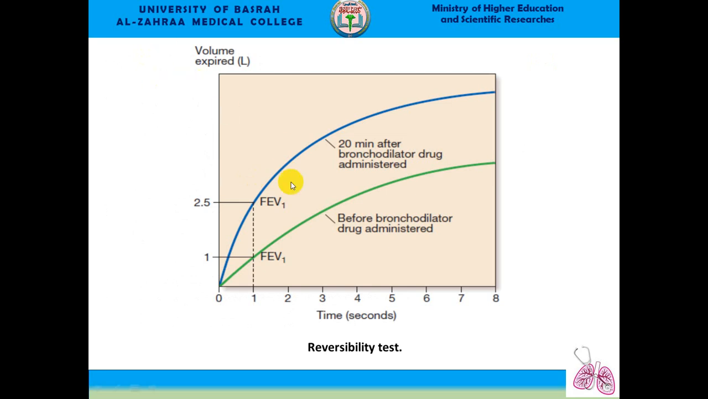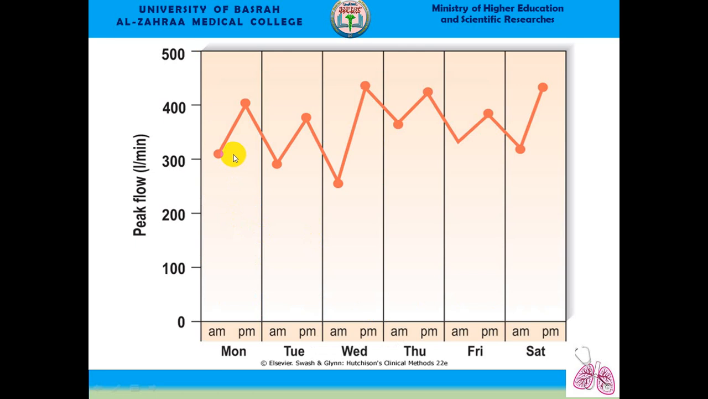So as you can see here, this is the reversibility test. The green line is the patient during an asthmatic attack before administration of a bronchodilator in the form of an inhaler. After 20 minutes from the bronchodilator, you can see the improvement in the volume, or the FEV1, and the whole spirometer.